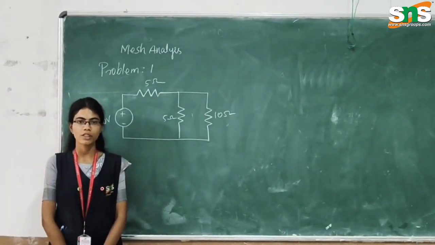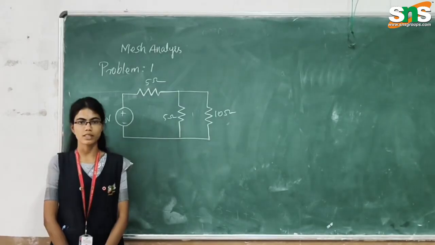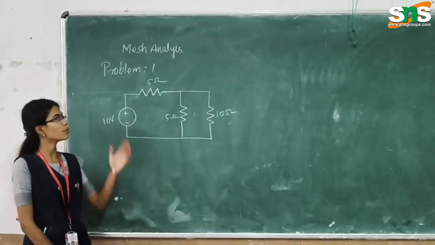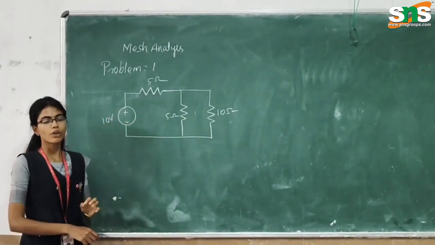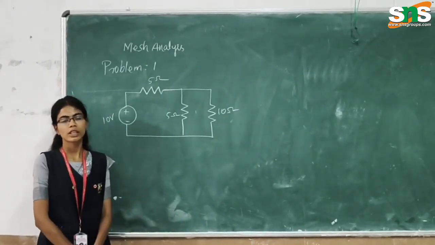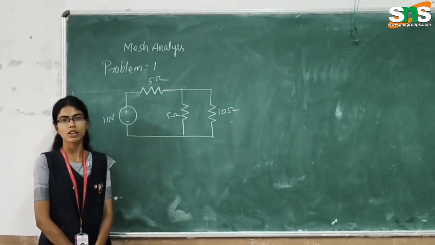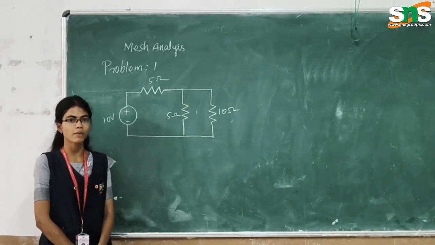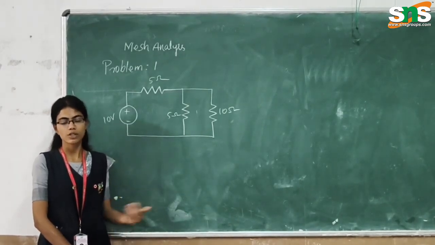Circuit analysis. Today's topic is mesh analysis. So we are going to deal with mesh analysis problems. We already know what a mesh is: two or more loops in a circuit is known as a mesh. It is mainly used to determine the current flowing across the circuits.